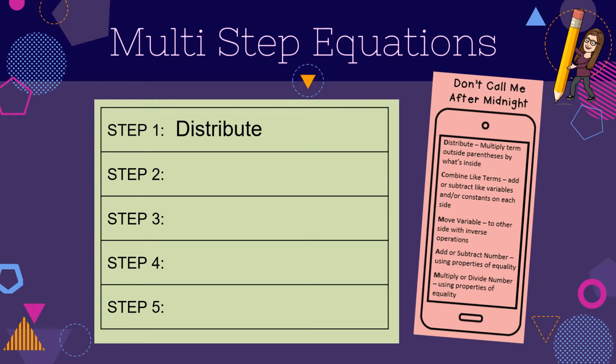So the first step we're going to take care of is distribute. If you have parentheses with a value in front of it, make sure to distribute it. Step 2, you want to combine like terms on each side of the equation. Meaning, if I have a bunch of x's on the left side, put them together so there's only one x on the left side.